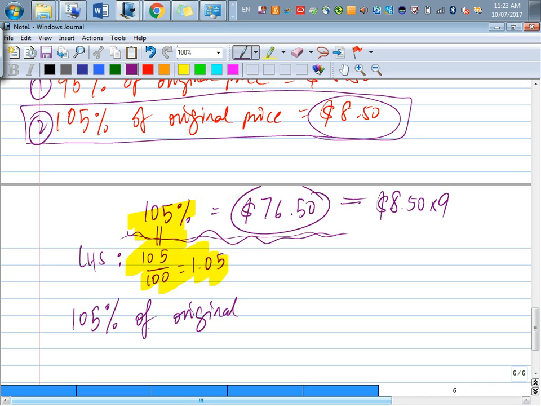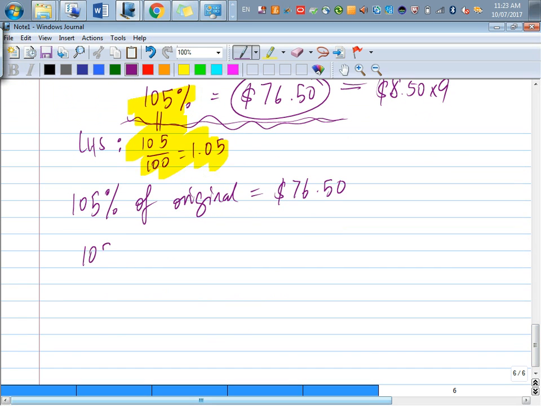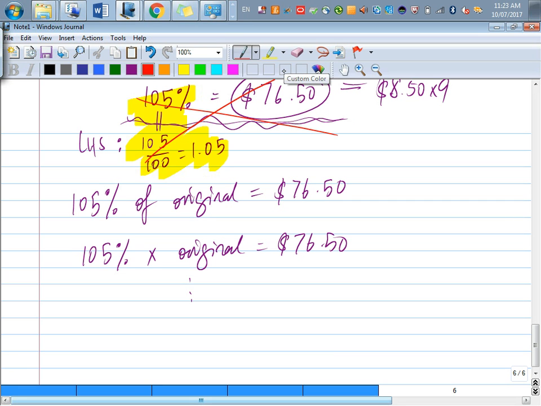And usually we let this be x lah. Okay, so this is equals to 76.50. And we will write this down to become 105% times whatever it is, original, equals to 76.50. And then we continue to work it out and find what is the original. Okay? So don't make such presentation mistakes, because this will definitely cost you marks. This is mathematically inaccurate. This part is wrong, huh? Mathematically wrong. Even though you know what you're doing, it is wrong.